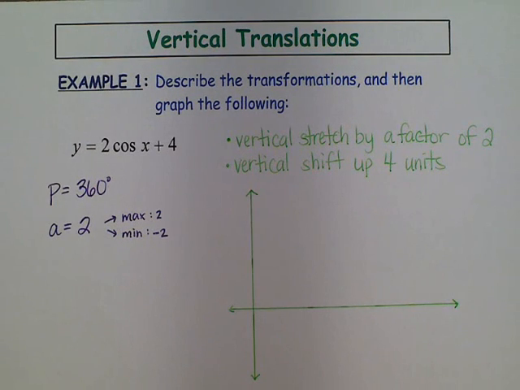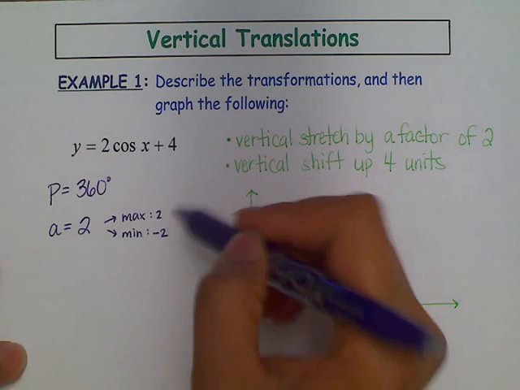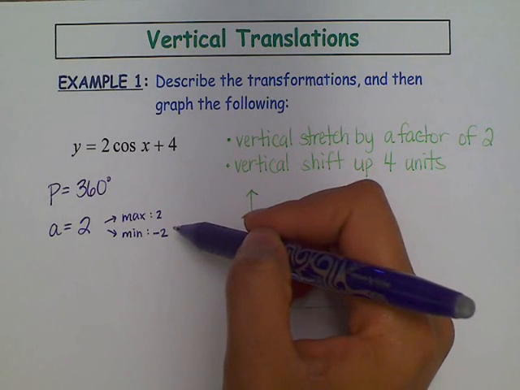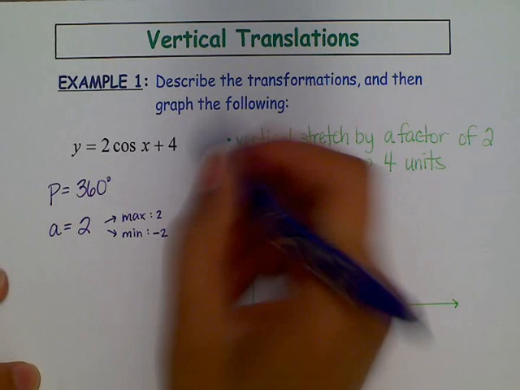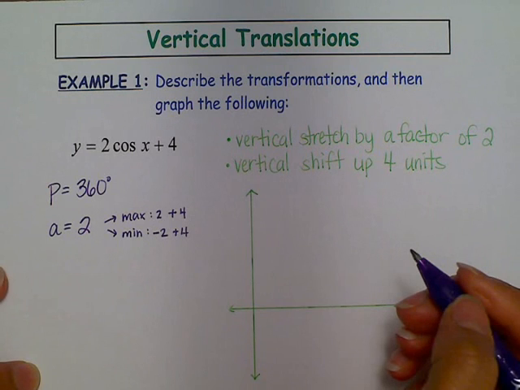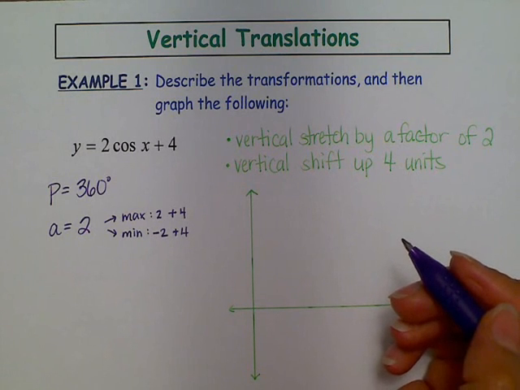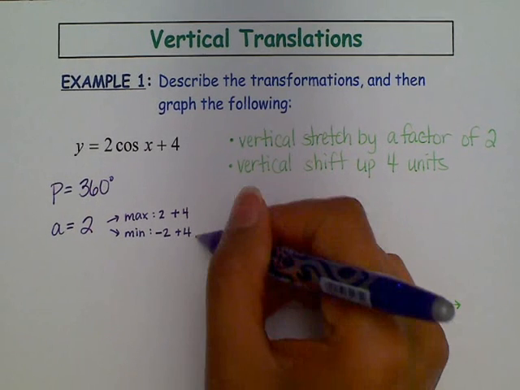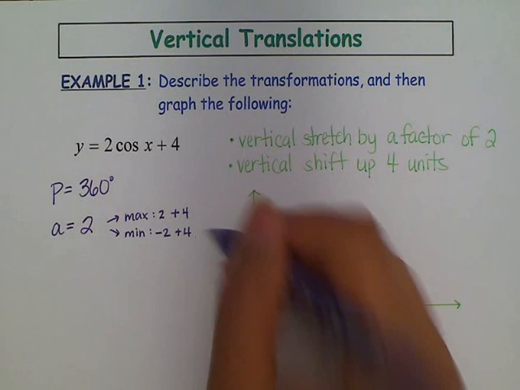Okay? But then, because the graph has been shifted up 4 units, all my values are going to move up 4 units. So that means the maximum value is going to increase by 4, and the minimum value is going to increase by 4 as well. So what that actually means is that my maximum value for my graph is going to be at 6, and my minimum value is actually going to be just at 2.